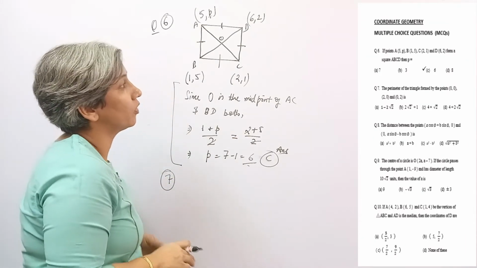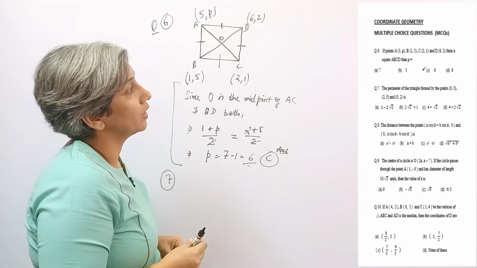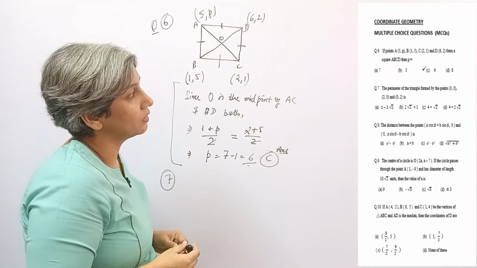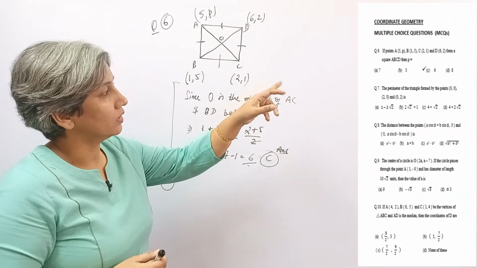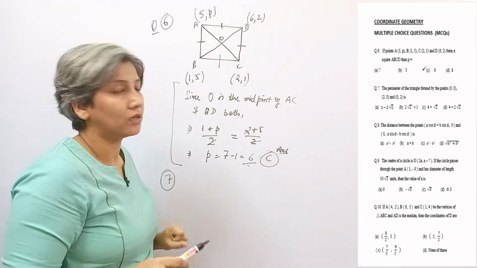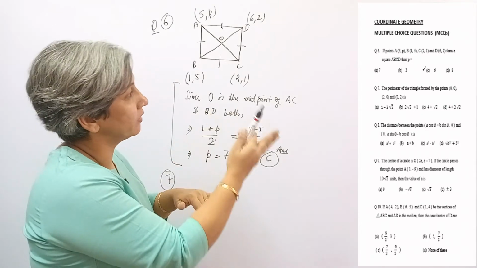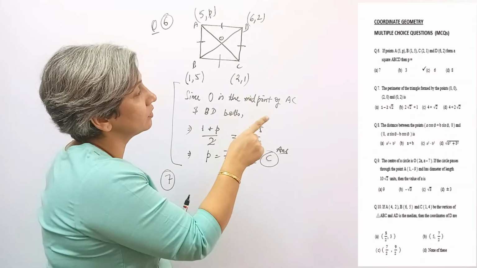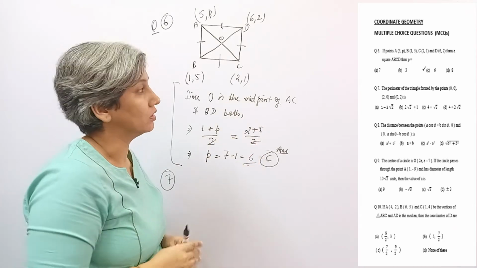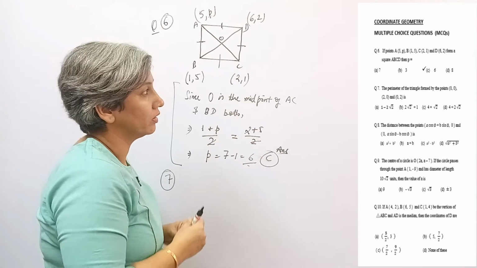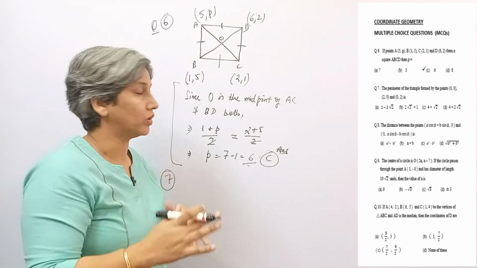The distance between the point a cos theta plus b sin theta, 0. Okay, we are given a point with these coordinates. A cos theta plus b sin theta is the x coordinate of that point and 0 being y. And there's another point, 0 and a sin theta minus b cos theta. Okay, there are 2 points and we have to find the distance between them.